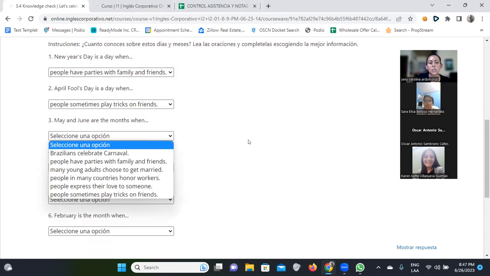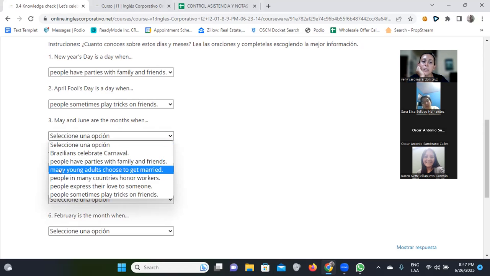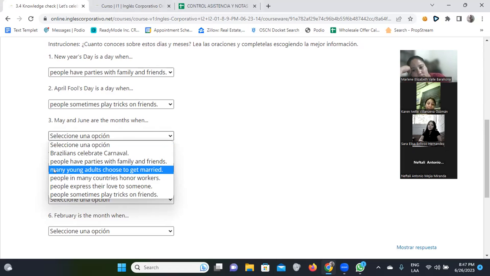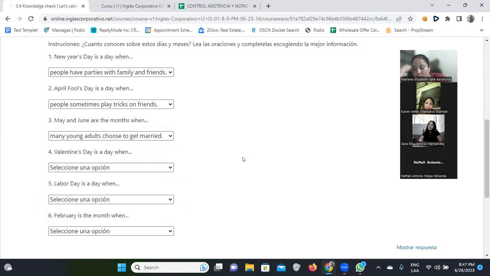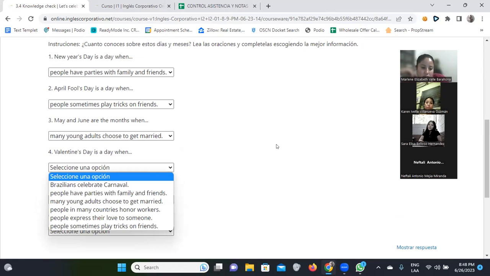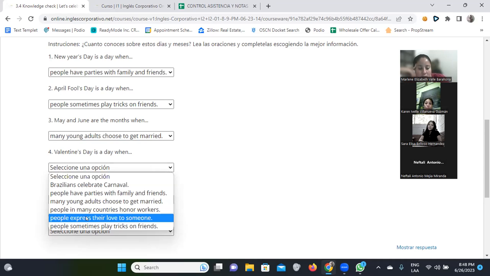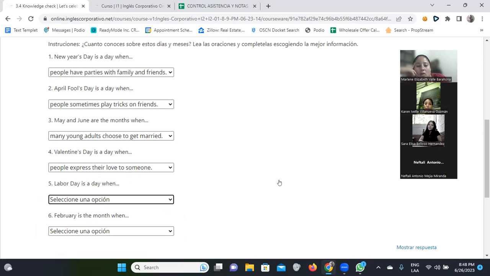Many young adults choose to get married. Very good. May and June are the months when young adults choose to get married. Thank you. Number four. People express their love to someone. Excellent. Valentine's Day is a day when people express their love for someone. Good job. Number five.